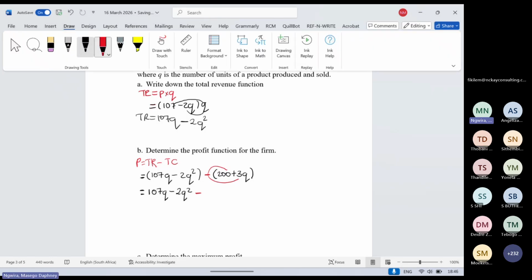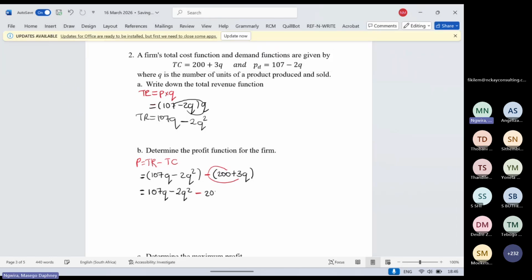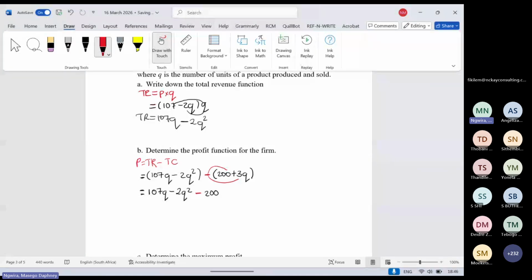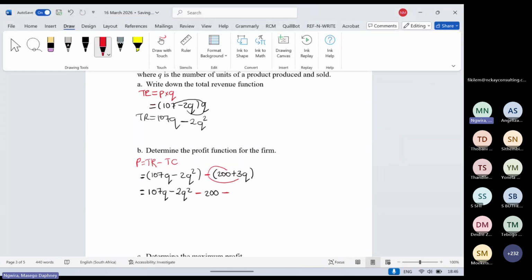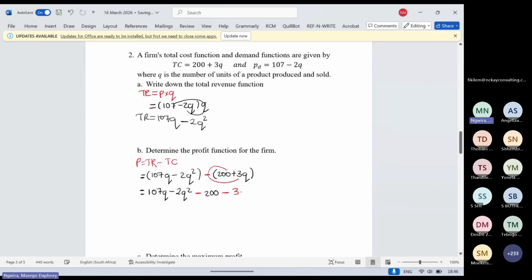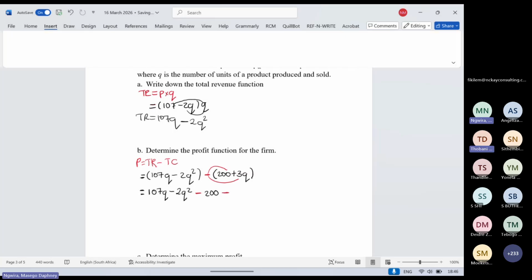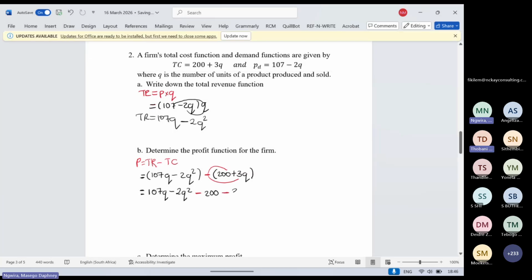And then the 3Q also is going to be affected. It's going to be a negative. If it's a positive, it becomes a negative. If it was a negative, it would become a positive. This negative changes all the signs. So this will be negative 3Q. And then now we are going to do apples and bananas. Collect like terms.